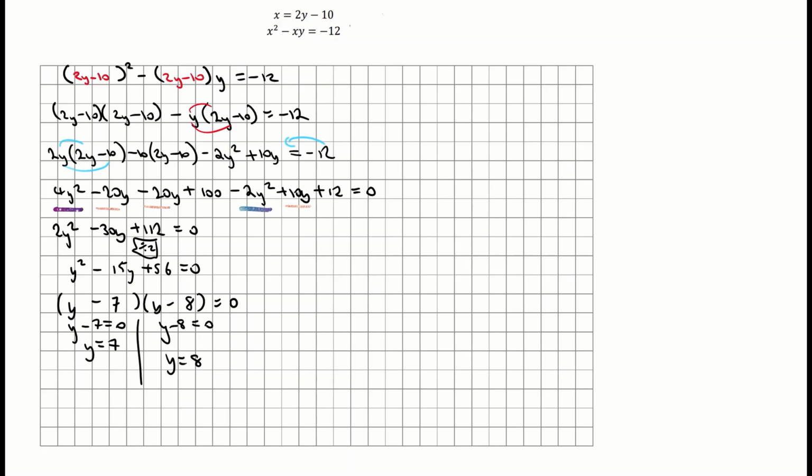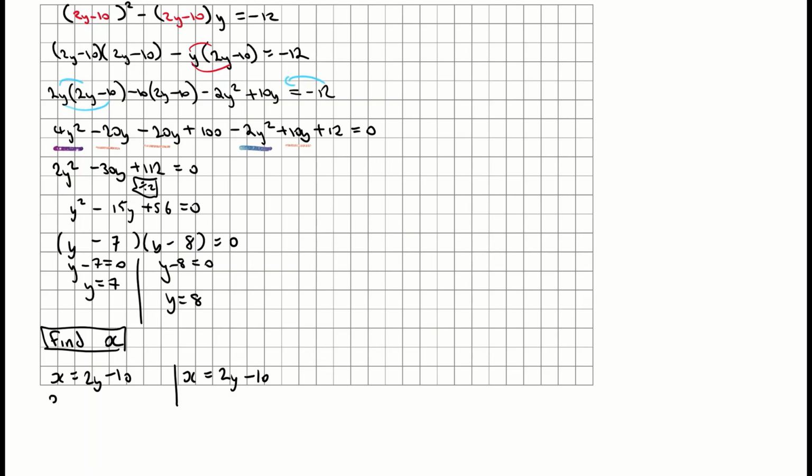Now I need to solve for x. So to get x, I'm coming back to the very start of the question. They tell me that x is equal to 2y minus 10. And I'm going to do it out twice because I need to do it for y is equal to 7 and y is equal to positive 8. Subbing in my value for y, x is equal to 2 times y minus 10. In the first one, I'm going to sub in my 7, and in the second one, I'm subbing in my 8. Solving that now, that gives me x is equal to 14 minus 10, which is 4.